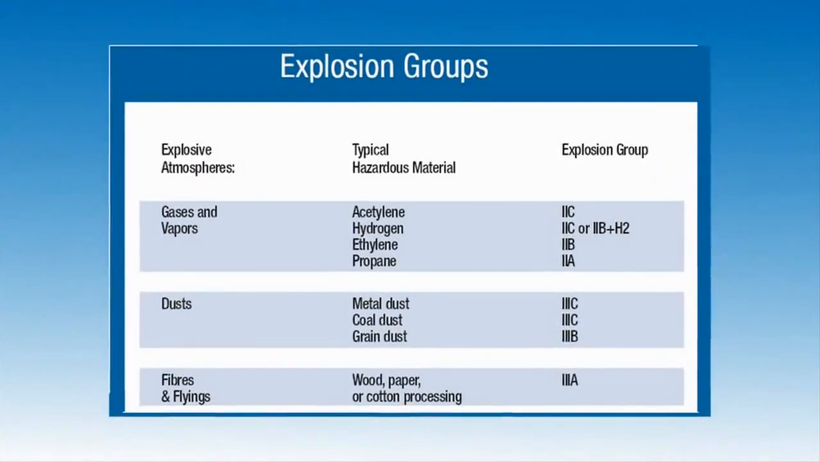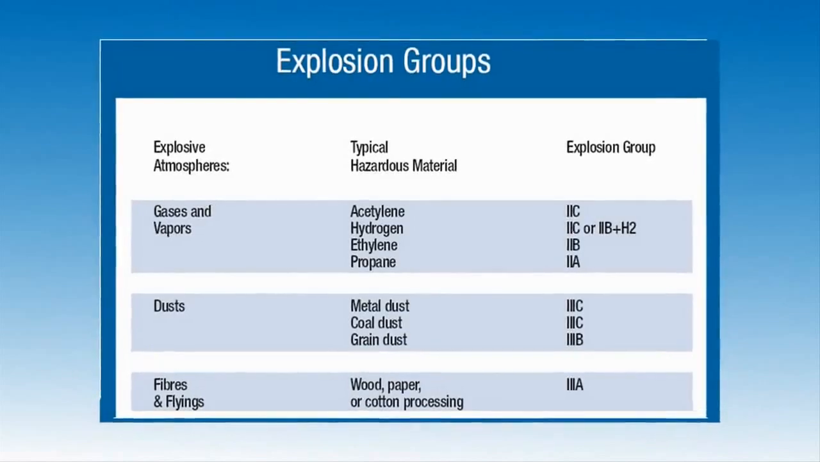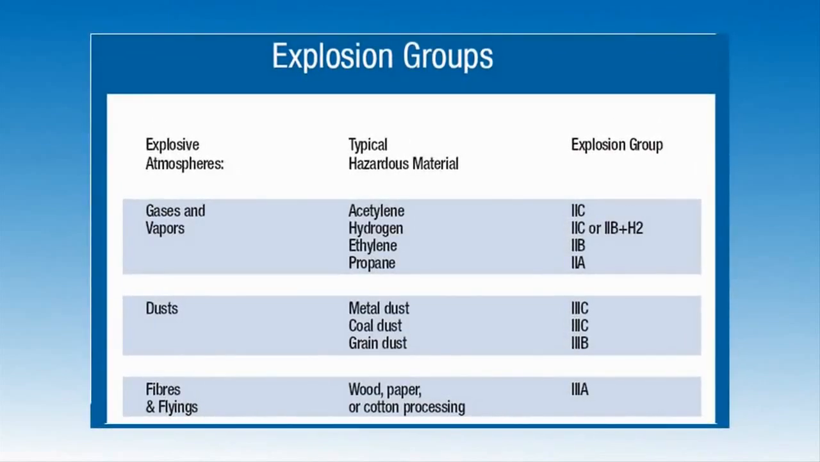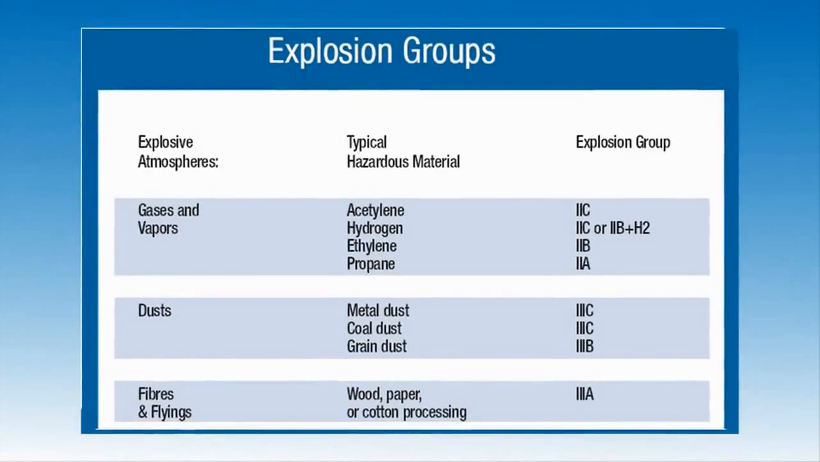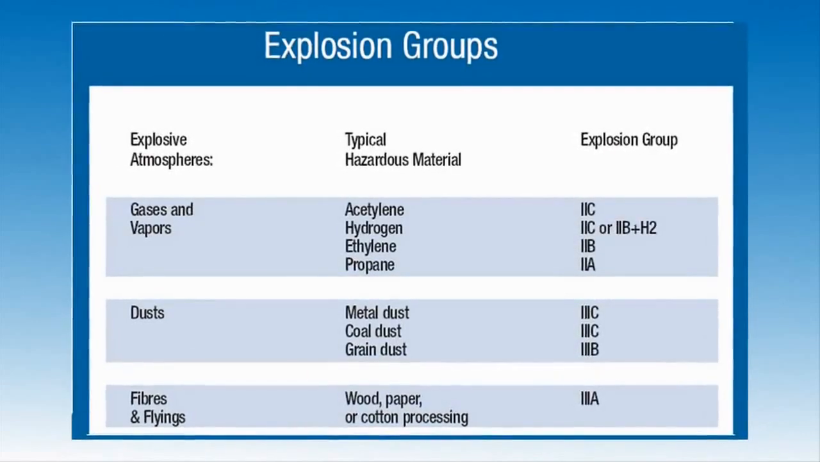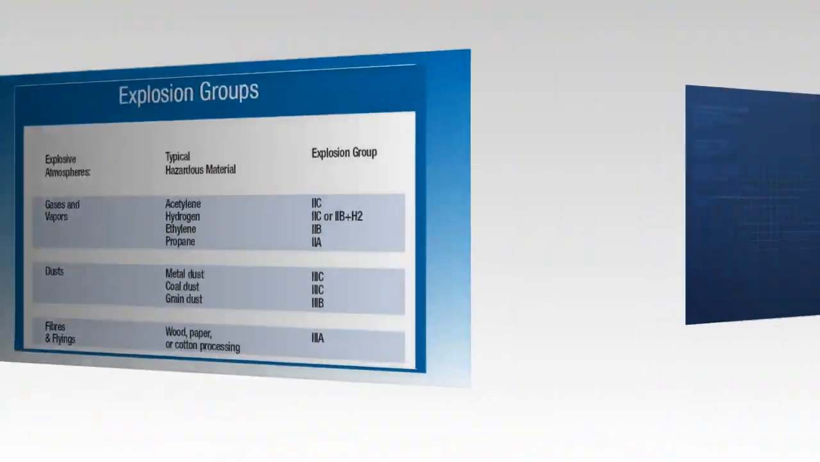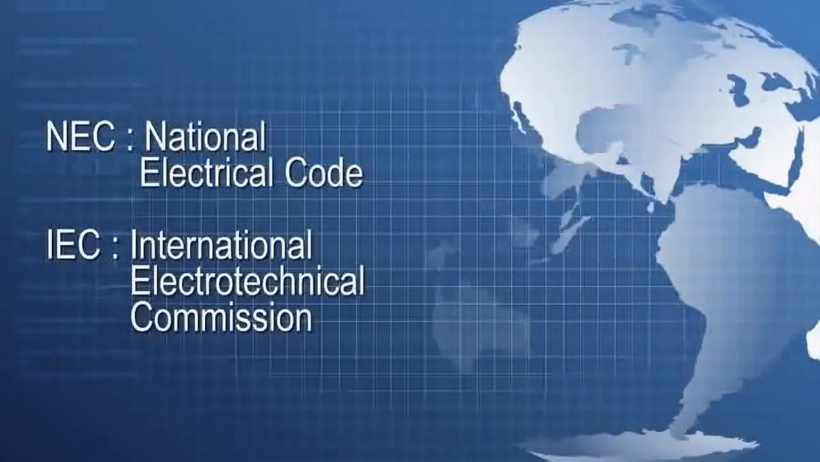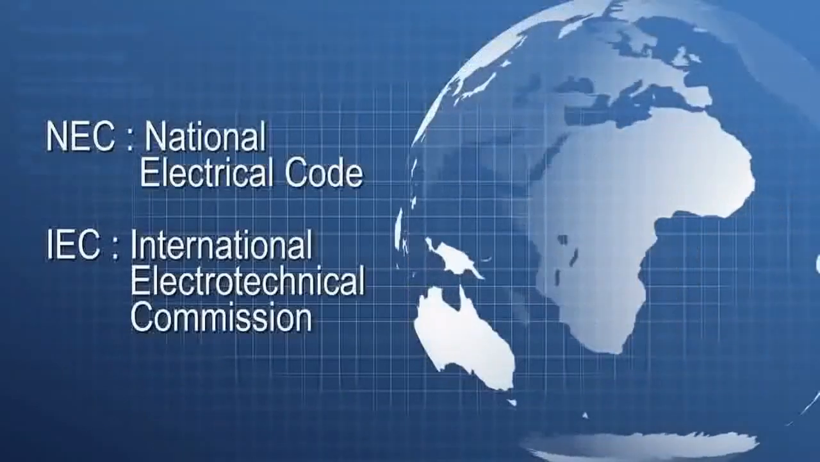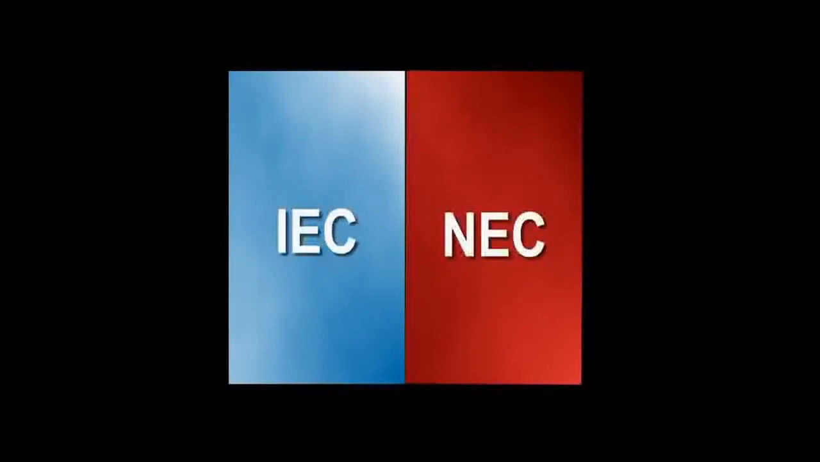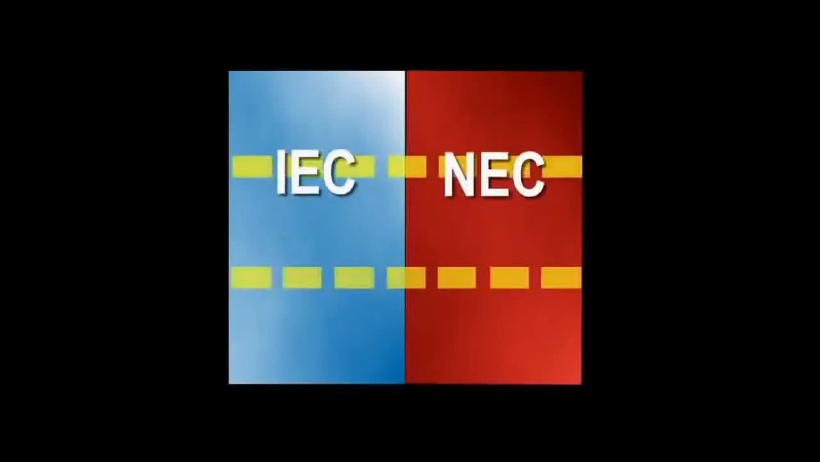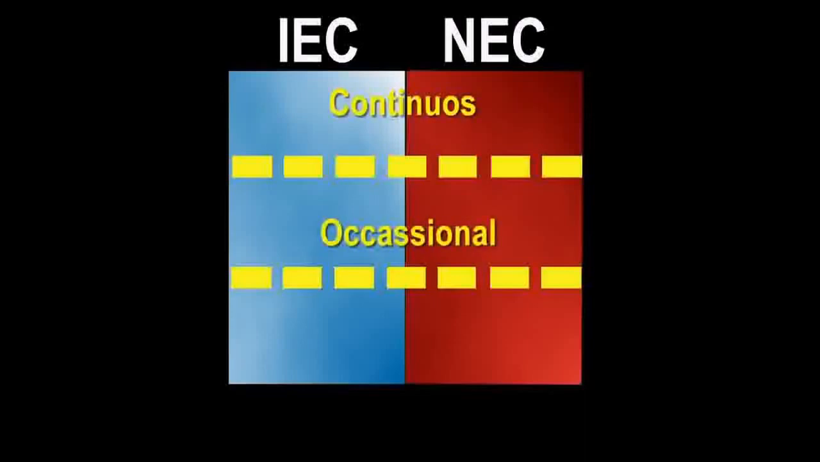To simplify the specification of electrical devices into hazardous environments, IEC classification methods utilize auto-ignition, flash point, and explosive limits to place the hazardous materials within groups. The two predominant methods used for classification of hazardous environments are the NEC and IEC standards. IEC and NEC standards both classify the level of risk into three main categories: continuous, occasional, and not normally present. All three categories provide the likelihood of an explosive atmospheric condition within the general environments.